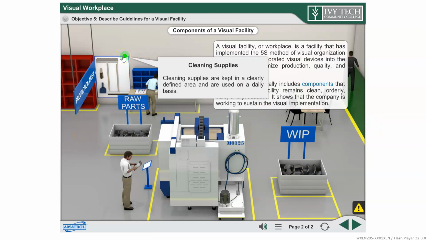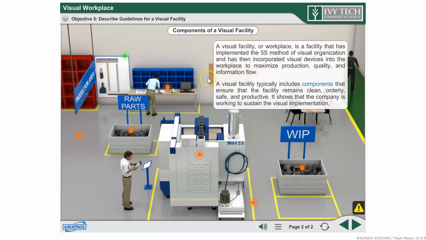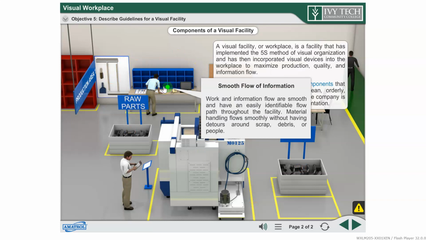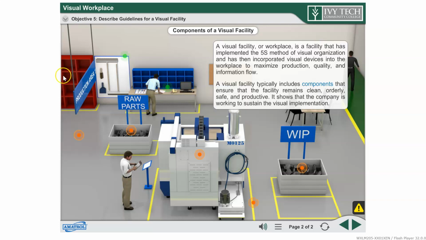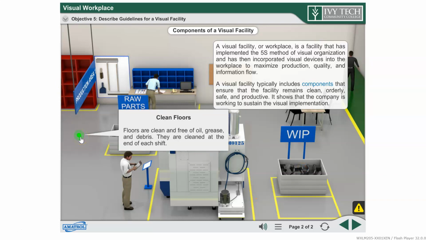Cleaning supplies. Cleaning supplies are kept in a clearly defined area and are used on a daily basis. Smooth flow of information. Work and information flow are smooth and have an easily identifiable flow path throughout the facility. Material handling flows smoothly without having detours around scrap, debris, or people. Clean floors. Floors are clean and free of oil, grease, and debris. They are cleaned at the end of each shift.